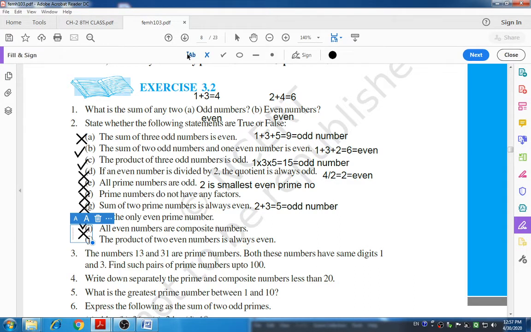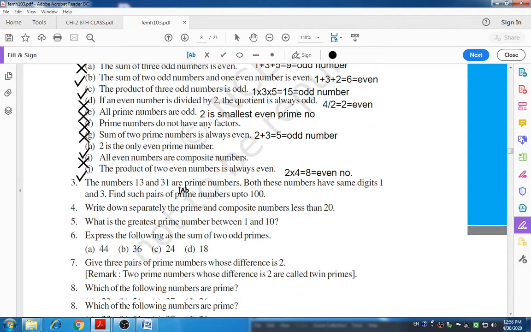Now what about the J? The product of two even numbers is always even. I will write here the even numbers 2 and 4, and its product is 8, which is an even number. So this statement is also correct. In this way, we can solve questions related to true and false.